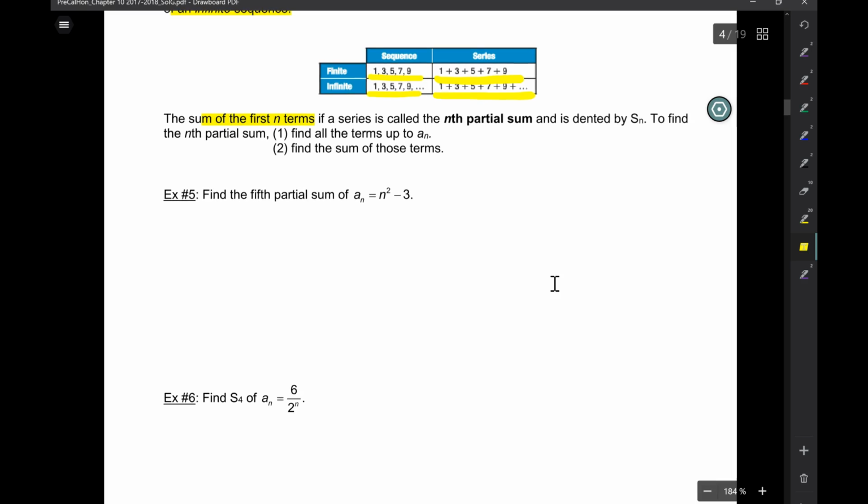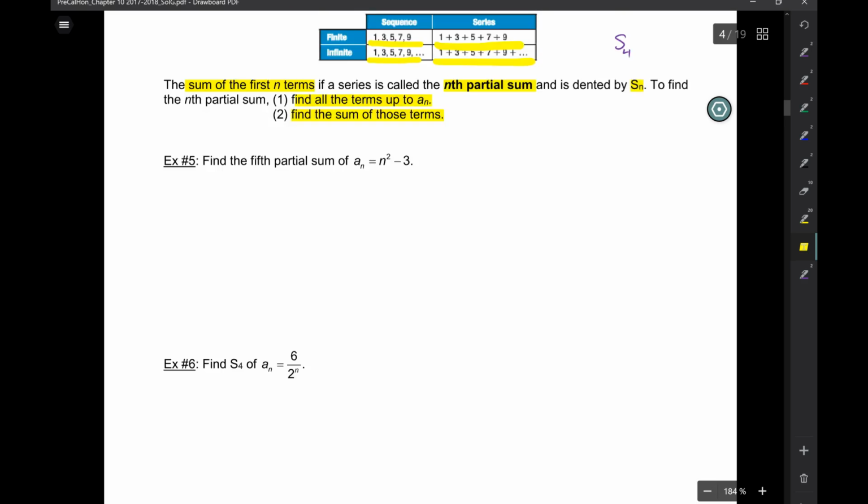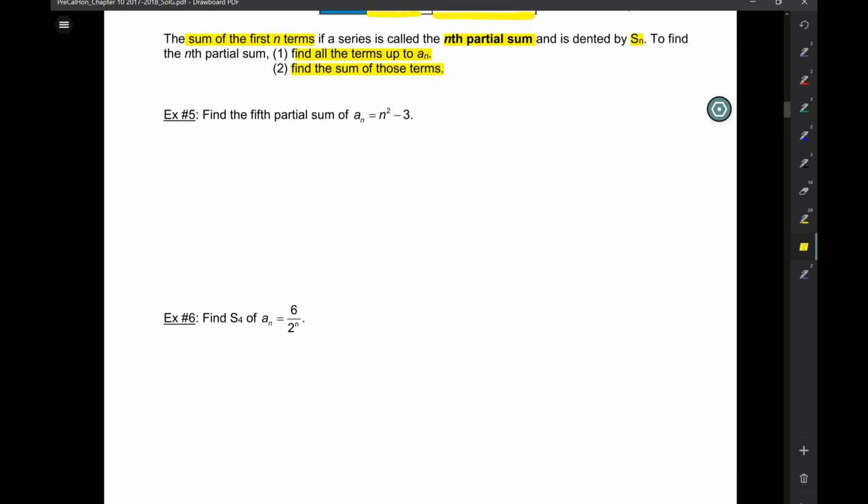Well, of a series. First of all, the sum of the first n terms is called the nth partial sum, and it's denoted by S sub n. So, for example, if I wanted to find the sum of the first 4 numbers, it would be S4. To find it, very simple, you find all the terms up to A sub n, then you just add them up. So let's do that here. The fifth partial sum of A sub n. We're looking for S sub 5. So we're going to add up A1, A2, A3, A4, A5.